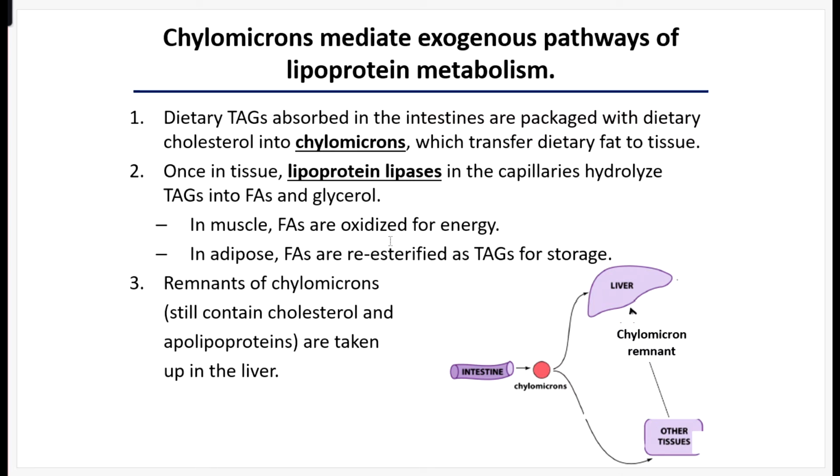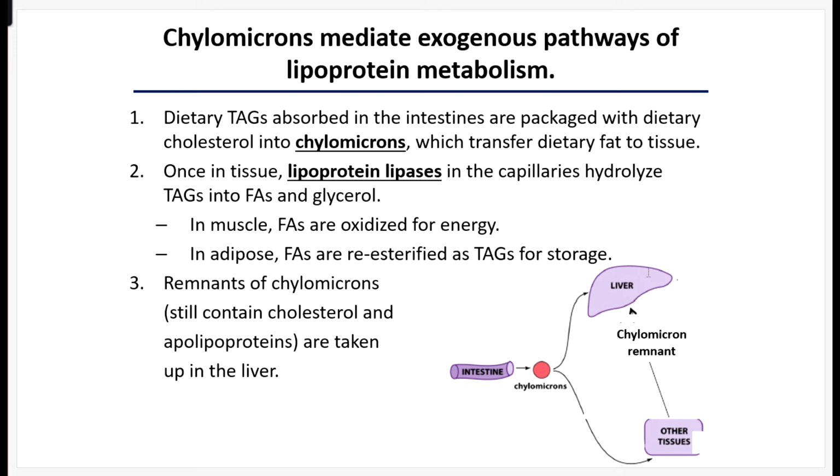What you have left over after all those fatty acids are removed are chylomicron remnants, which are exported to the liver. And then the liver recycles the apolipoproteins on the surface and the cholesterol embedded within the membrane, so, waste not. The body doesn't like to waste.